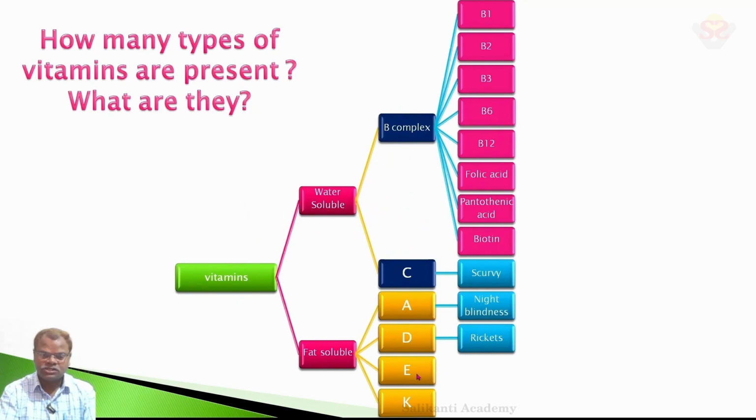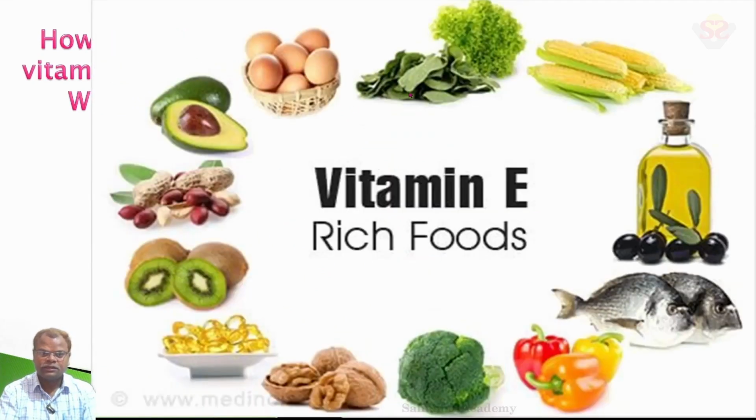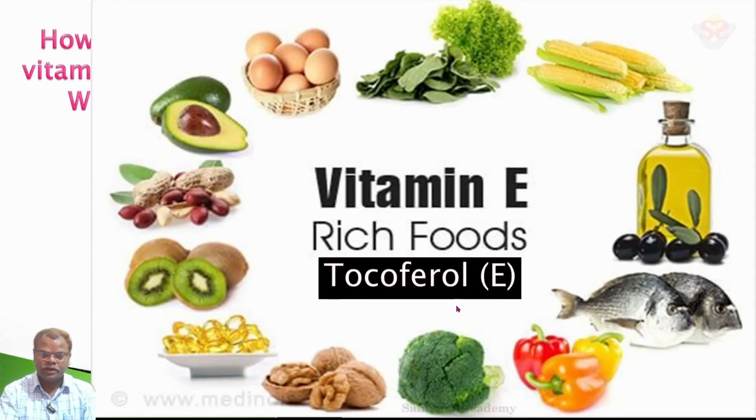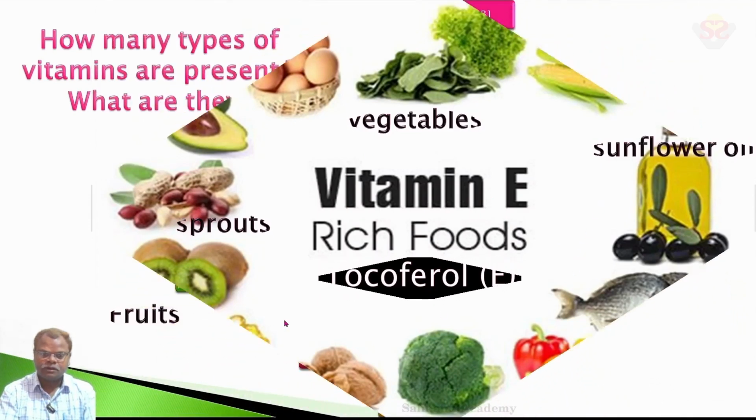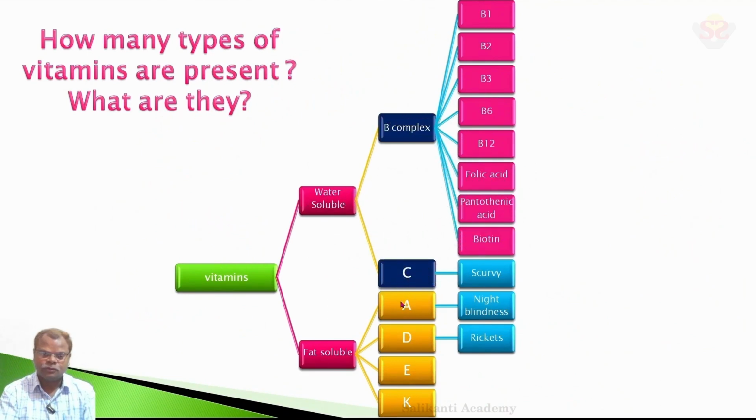These are the major sources of vitamin E. The chemical name of vitamin E is tocopherol. Sprouts are a major source of vitamin E. Vegetables, sunflower oil, and fruits are all rich in vitamin E. The lack of vitamin E causes fertility disorder.